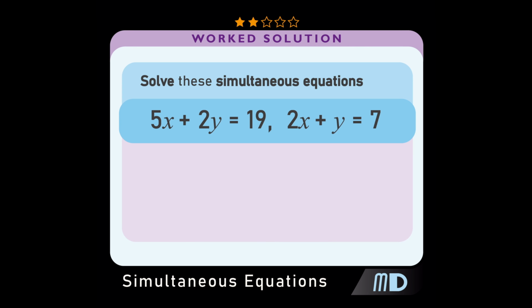Now in this video, we're going to answer the following question. Solve the following simultaneous equations. And we've been given two equations. The first is 5x plus 2y equal to 19. And the second is 2x plus y equal to 7.